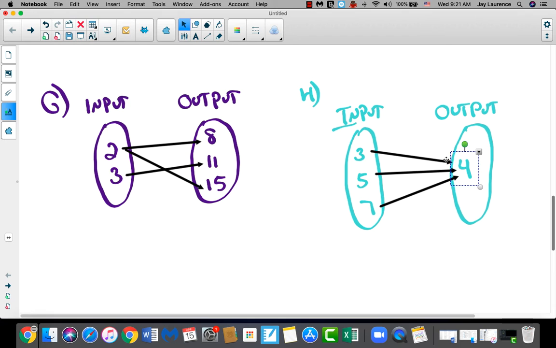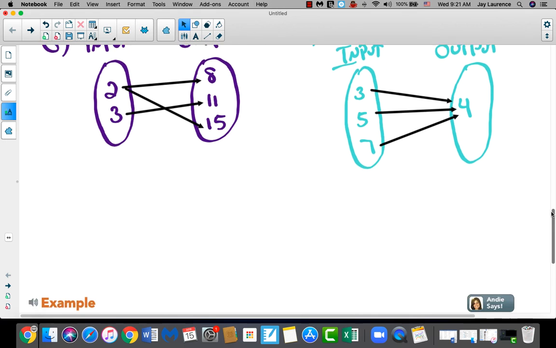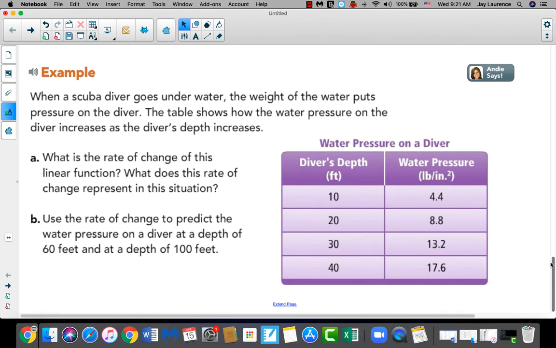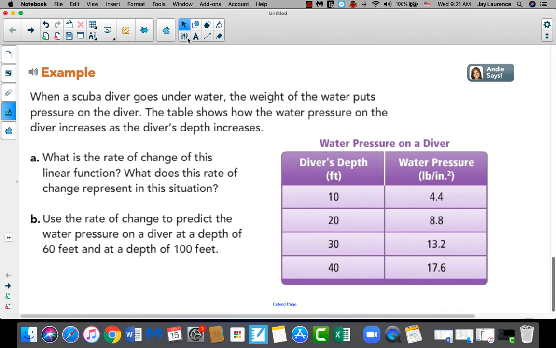3 is only going to 4, 5 is only going to 4, 7 is only going to 4. 3 would have to be going somewhere else, or 5 somewhere else, or 7 somewhere else to disqualify it as a function. All right, one more problem I want to do with you, and then you are good to go for today.